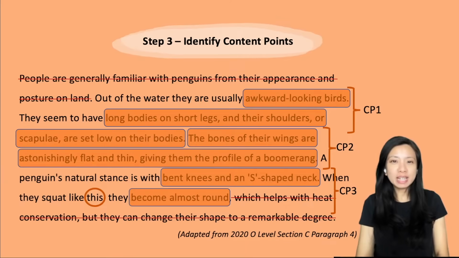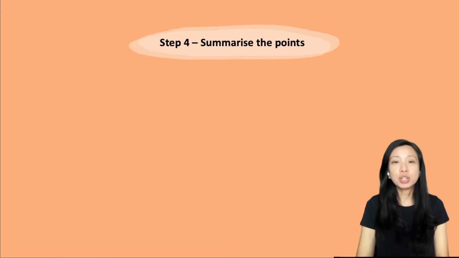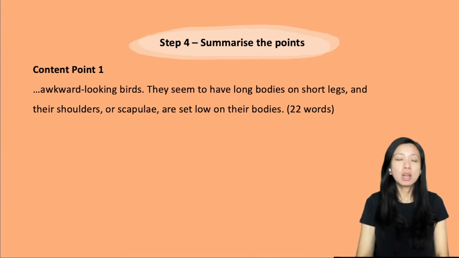Okay, so now that we've identified all the content points in this particular paragraph, let's go on to the next step, which is to summarize the points. So remember in content point 1, they were talking about how the birds look awkward, and they described their long bodies on short legs, the shoulders are set low on their bodies. And this part of the paragraph has 22 words.